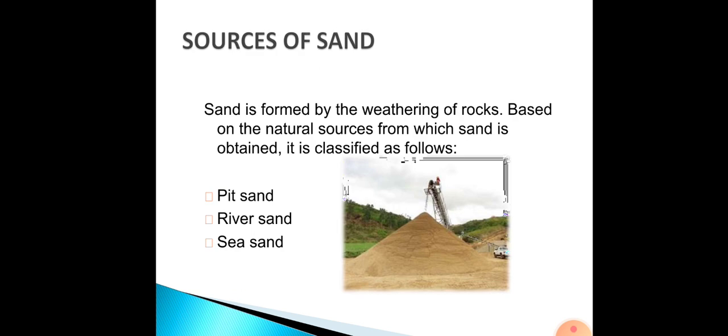Now coming to the various sources of sand, that is, from where we obtain the sand. So we have seen sand being used in various constructions, isn't it? But where do we obtain this material from? Based on the source, we can classify sand as pit sand, river sand and sea sand. Now we know that sand is mainly formed by the weathering of the rocks. So the rocks will disintegrate or weather out and form very fine particles which we call sand, and based on the sources we classify it as pit sand, river sand and sea sand. So we'll see what are they.